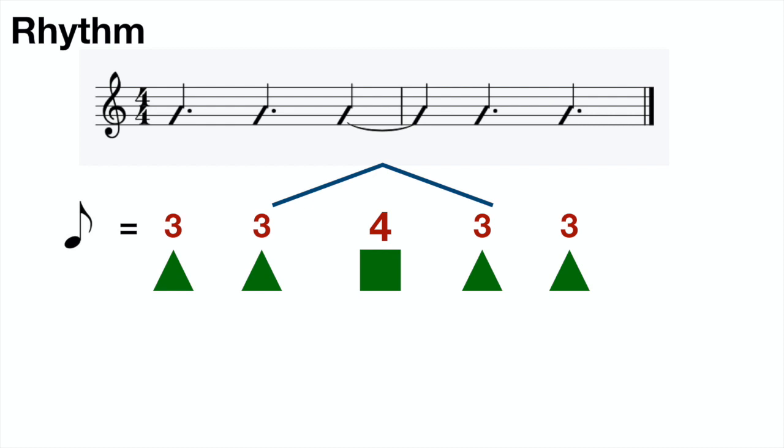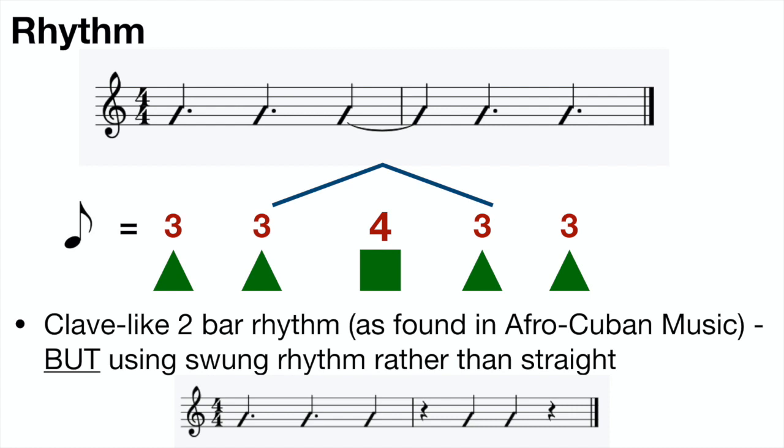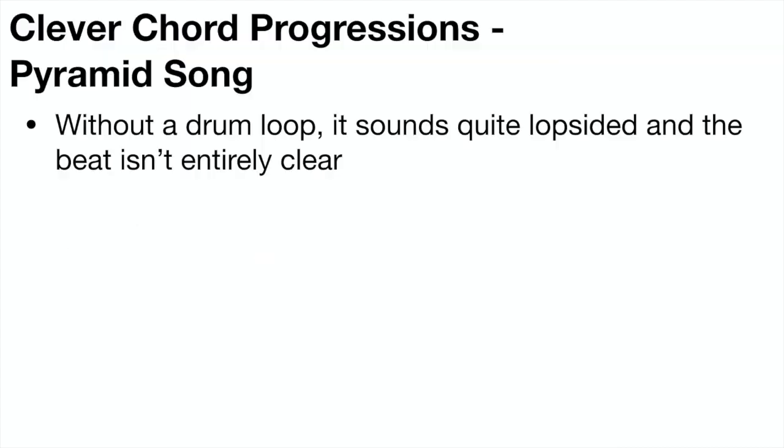And this kind of rhythm, one that uses dotted crotchets over a 4/4 time signature, is reminiscent of a clave rhythm, which is found in Afro-Cuban music. However, whereas in Afro-Cuban music it's played straight, Pyramid Song is played with a swung rhythm. And for these reasons, this song has a really lopsided feel. You can't quite find the beat, even though it's in simple 4/4 time.